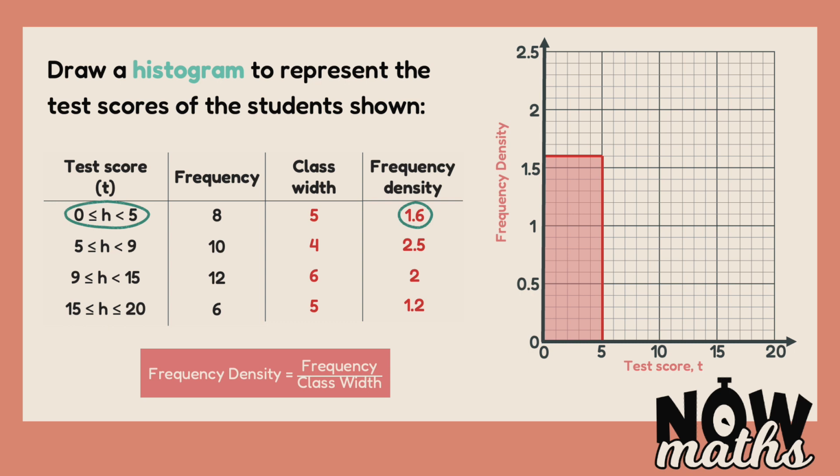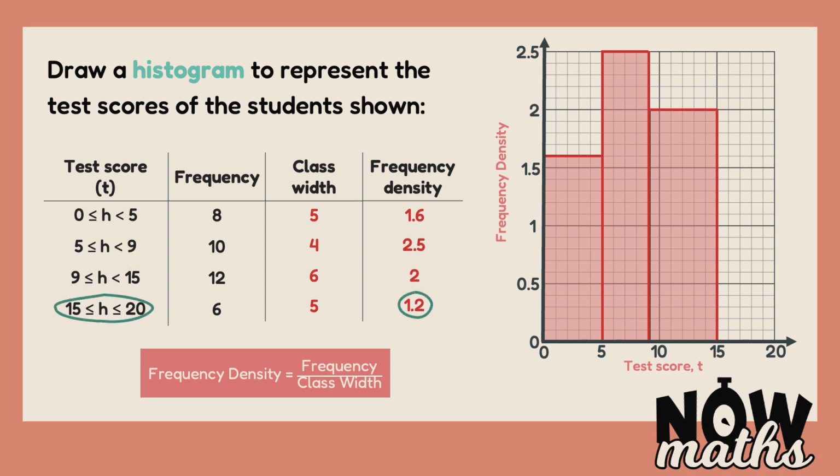For the second row in the table, we'll need a bar that goes between 5 and 9 on the test score axis and has a height of 2.5, which is the frequency density. For the third row, we'll have a bar that goes between 9 and 15 with a height of 2. And finally, we'll have a bar that goes between 15 and 20 and has a height of 1.2.